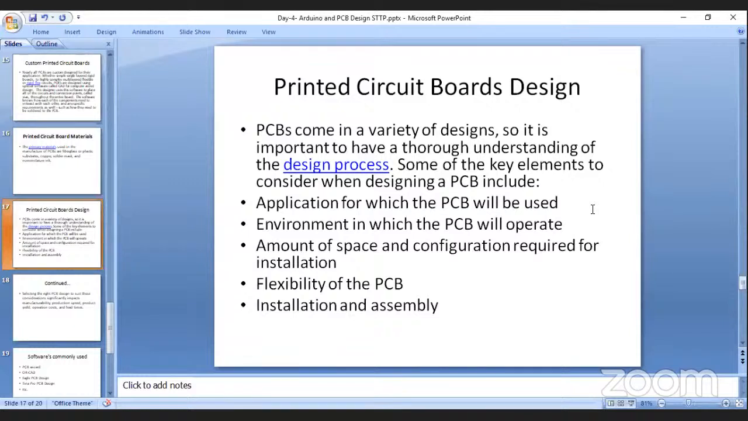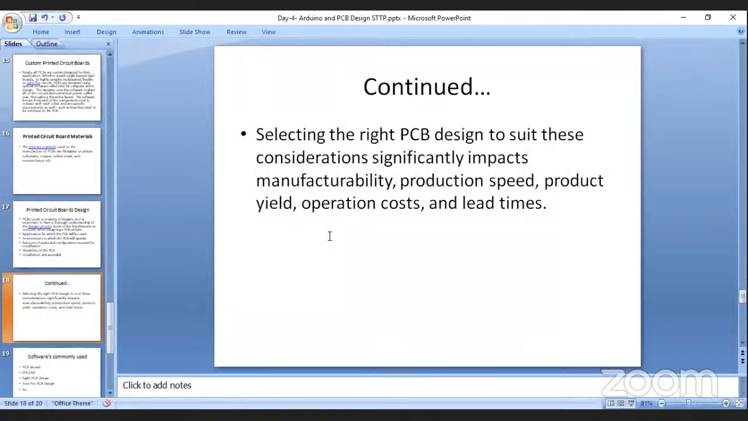And once you have a clear-cut understanding of your design, your view of the design gets clear, and you are free to make a design of your PCB and a layout of your PCB in the easiest way, right? So this is how things can be carried out for a printed circuit board. Selecting the right PCB design to suit these considerations significantly impacts manufacturability, production speed, product yield, operation cost, and lead times. You should take care of these things.